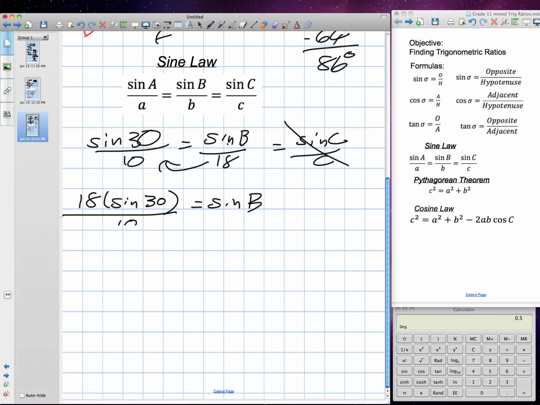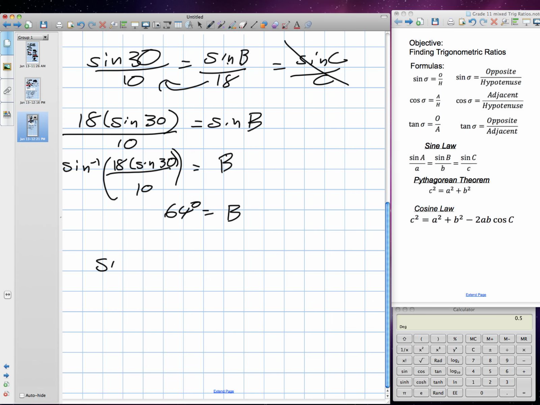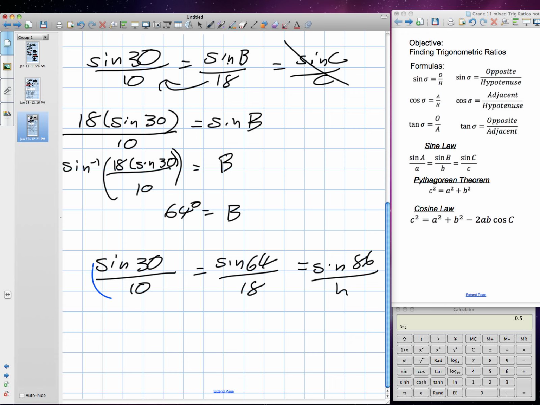Sine 30 divided by 10 is equal to sine 64, which we just solved for, divided by 18 is equal to sine 86 divided by H. That's what we're solving. I can use either these two together, or these two together, because I have full ratios for both. I'm not going to do both of them, so I'm going to drop one off. Just in case I made some kind of rounding problem, this is like an insurance, I'm going to take this one out.